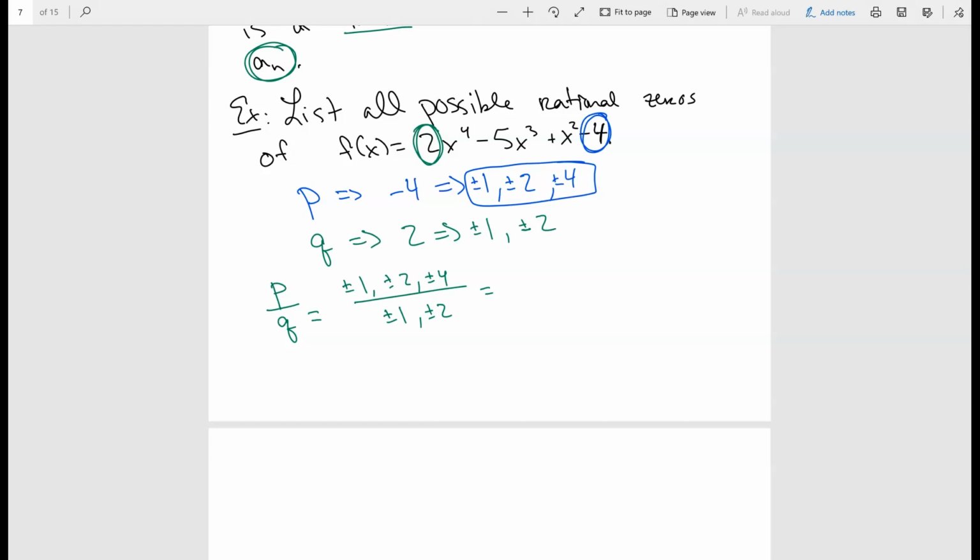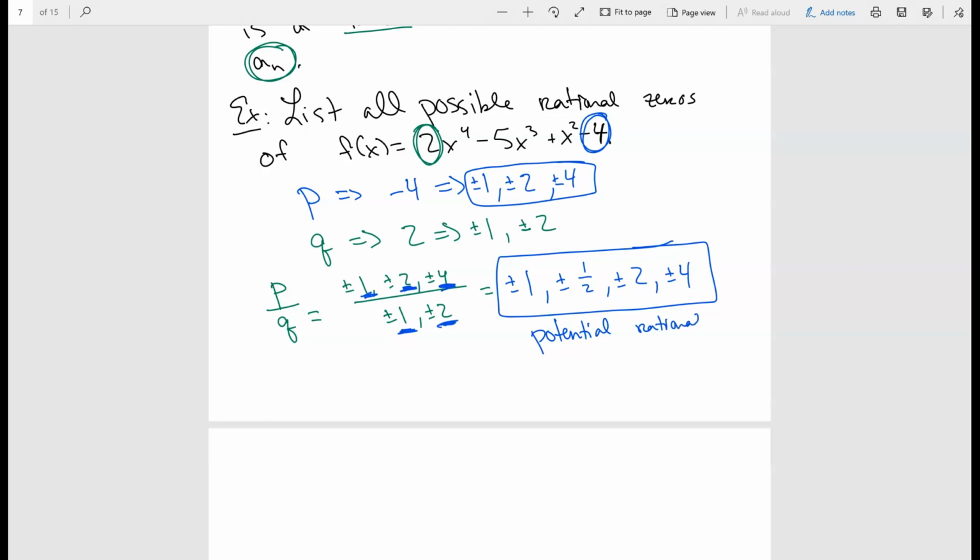Now we're going to try to divide. The first thing we can divide is this 1 and this 1. It's going to give me plus or minus 1. We can divide this 1 and this 2. That's going to give me plus or minus 1/2. Then you've got this 2 and this 1. It's going to give me plus or minus 2. If I divide this 2 with this 2, you get plus or minus 1, which is already there. Then we look at the 4. 4 divided by plus or minus 1 gives me plus or minus 4. And 4 and 2 gives me another 2, which is there. So all of these are potential rational zeros.